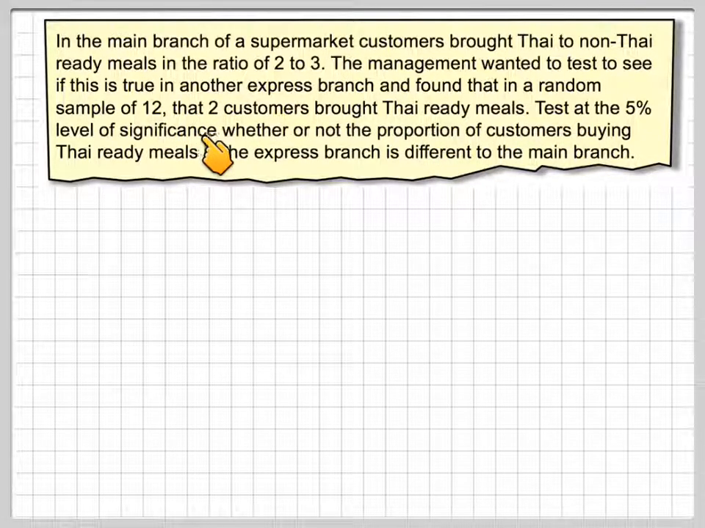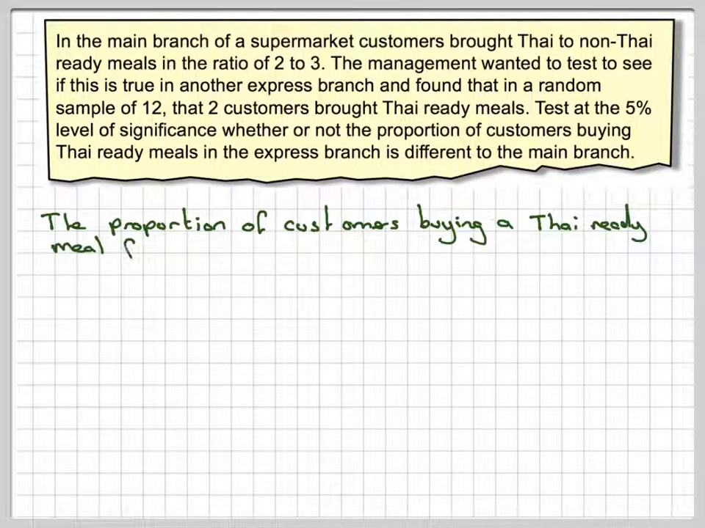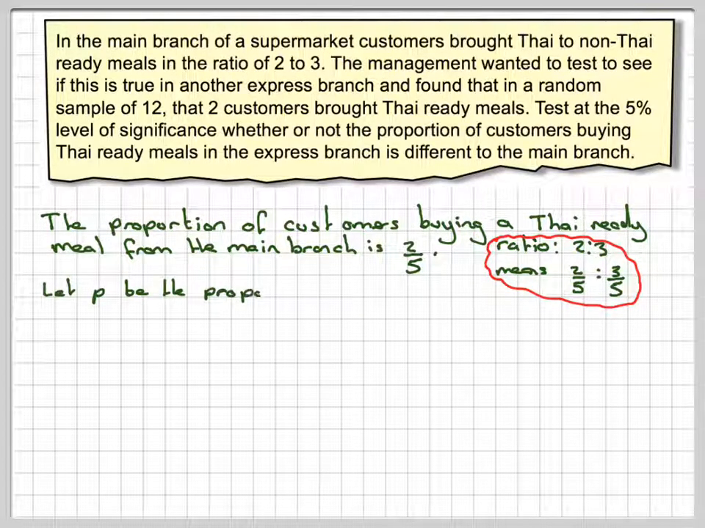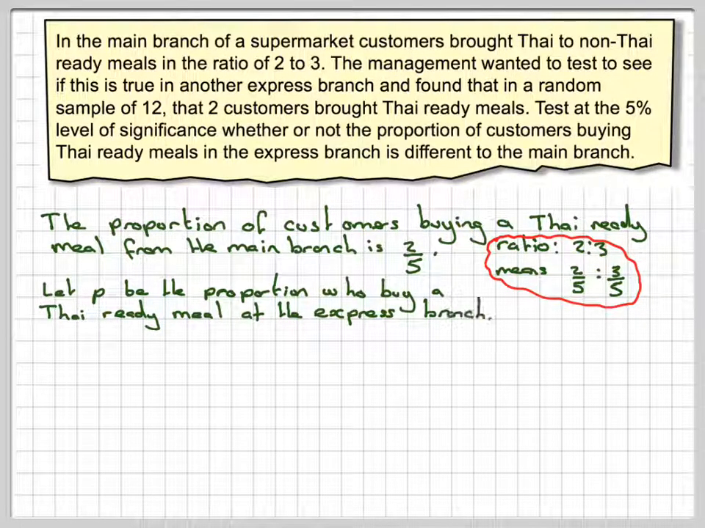Test at the 5% level of significance whether or not the proportion of customers buying Thai ready meals in the express branch is different to the main branch. This word different is quite important in this question. So the proportion of customers buying a Thai ready meal from the main branch is 2/5. And you get 2/5 because we've got a ratio of 2 to 3. A ratio of 2 to 3 is one part of it is 2/5, and the other part of it is 3/5.